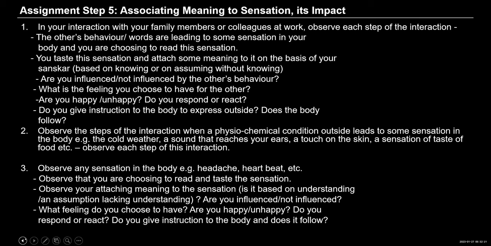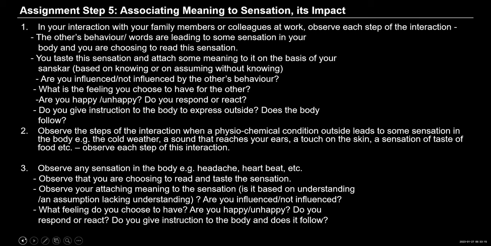I am the one who's sort of reading the sensation based on whatever is important to me, because there are many sensations that are there in the body. I choose to read only that which is significant for me, which I think is important. And I give instructions, I process that whatever sensation I read, I taste that sensation. Based on that, I come to some conclusion, I decide something, and I give instructions to the body, and the body follows accordingly.